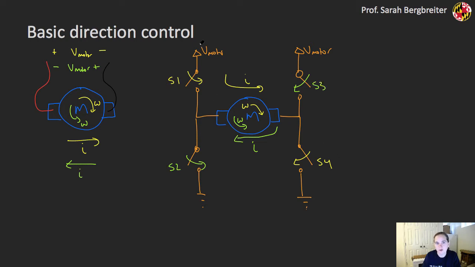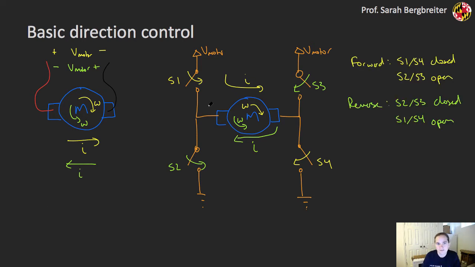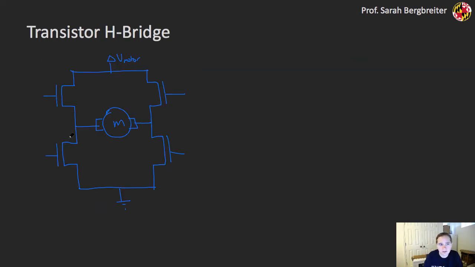So if S1 and S4 are closed, S2 and S3 are open, I'll have current going one way. If the opposite is true, I'll have current going the other way. And this basic topology is going to allow me to provide direction control to the motor. This particular topology has a name based on its shape. This is called an H-bridge circuit. And an H-bridge is what we're going to generally use to control motors, because it'll allow us ultimately to provide both the direction control that we're talking about here, as well as speed control if we replace these switches by transistors.